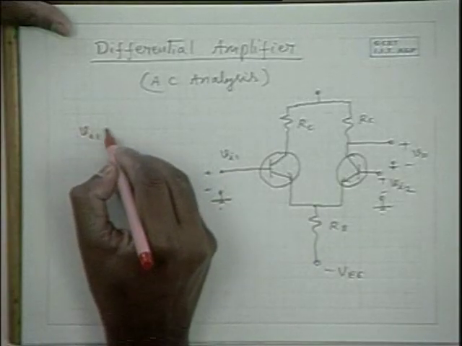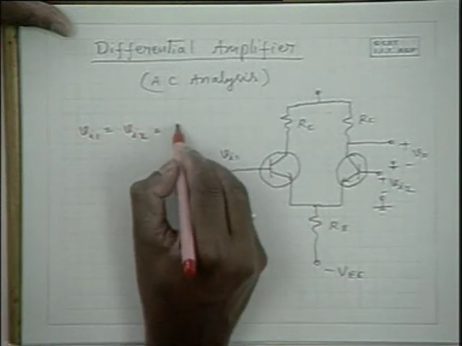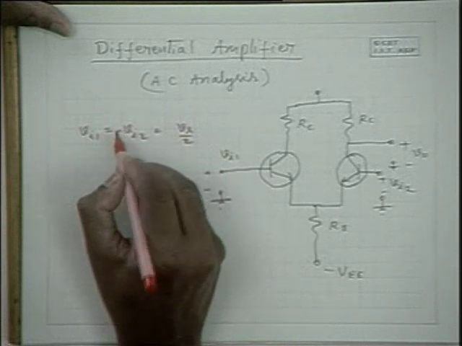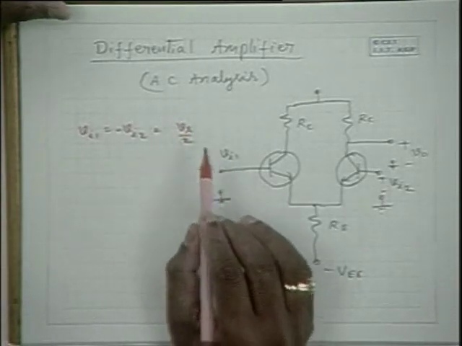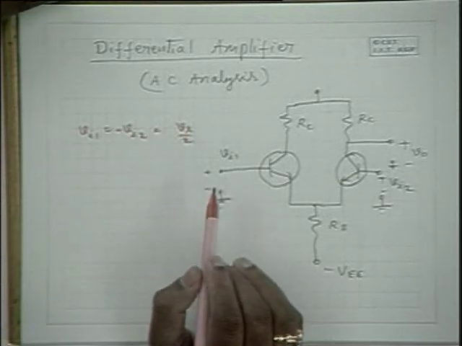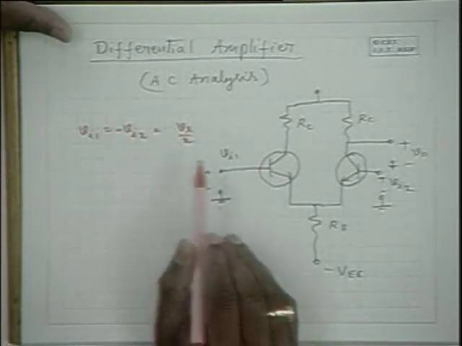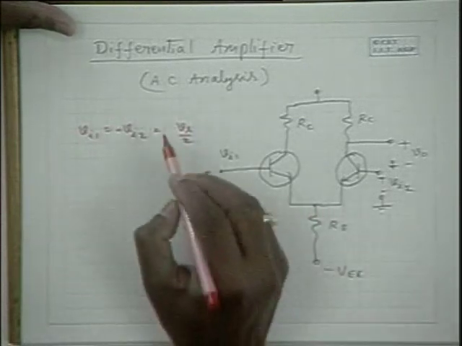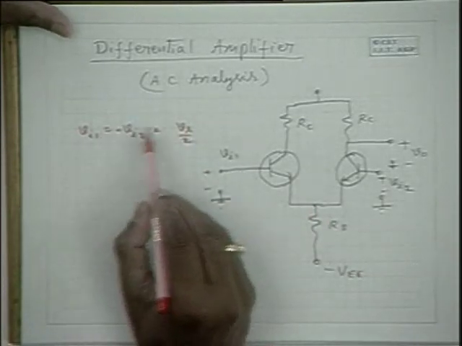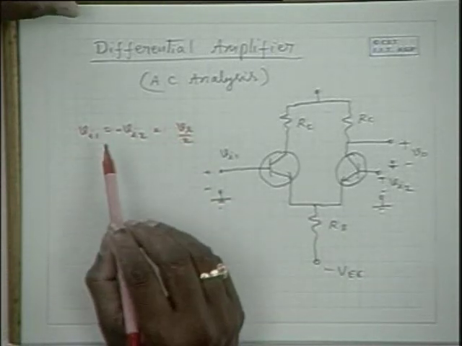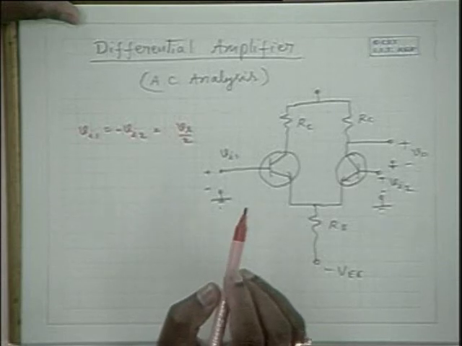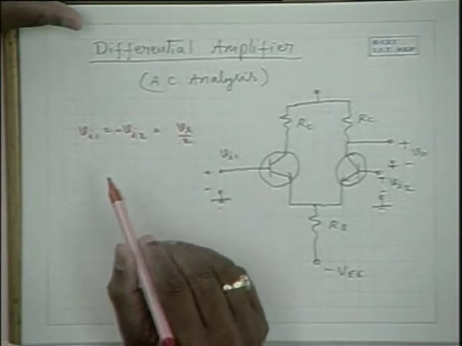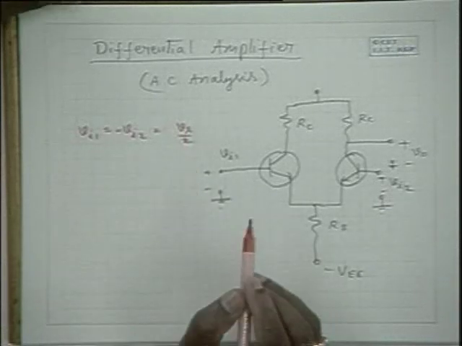Please note that a differential signal is a signal with Vi1 equal to Vs by 2 and Vi2 equal to minus Vs by 2. So Vi1 minus Vi2 is the differential signal, and that is equal to Vs. By selecting an input like this, we are ensuring that the common mode signal is 0. Common mode signal is Vi1 plus Vi2 by 2, and that is 0, whereas the differential signal is Vs.